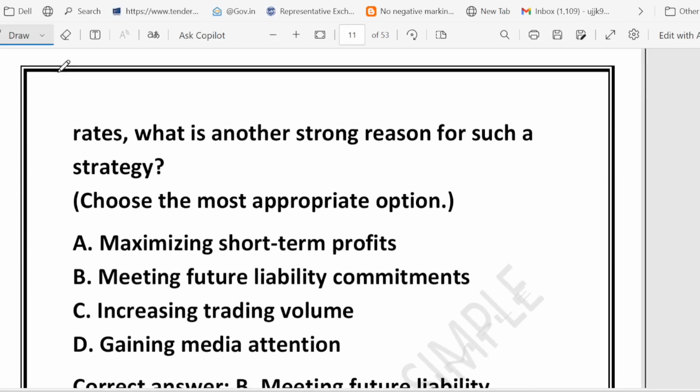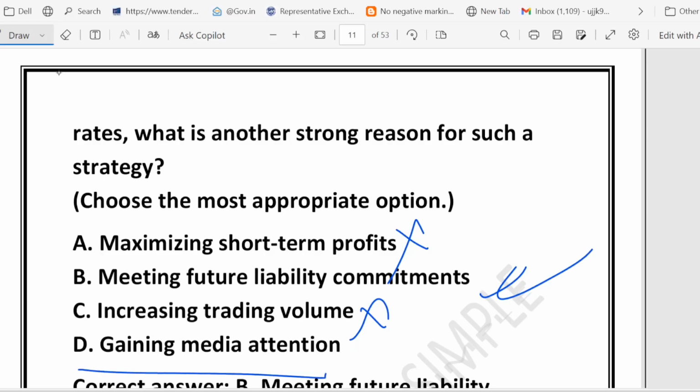Option A, maximizing short-term profit. This is wrong because long-term bonds are held for a medium or long horizon, not for short-term gain. Buying long bonds when yields are low is usually not a play for quick profit. Option B, meeting future liability commitment. Yes, that's the correct one. Now option C, increasing the trading volume. This is wrong. Why? Institutional strategies like ALM focus on holding and matching cash flow, not boosting trading activity. Increasing volume is not a meaningful reason to buy long bonds for liability matching.